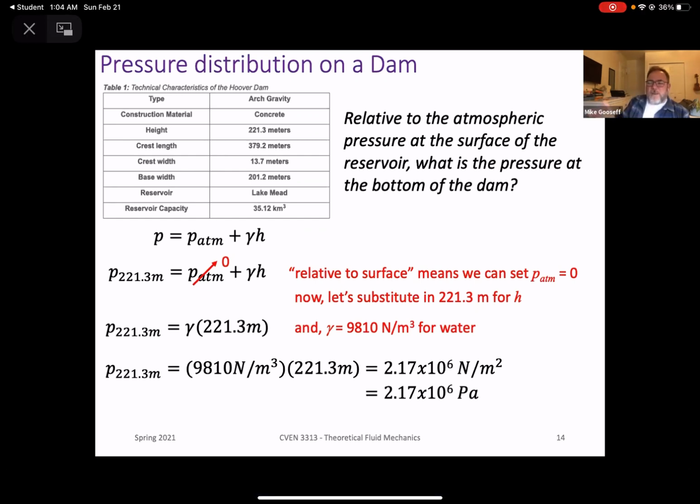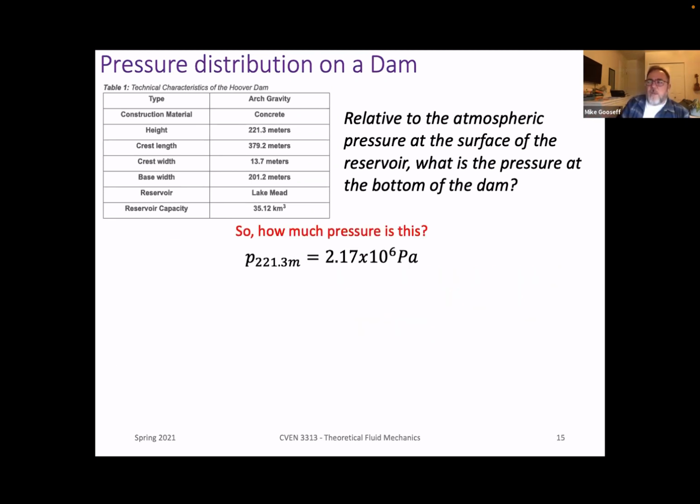So this seems like a big number, but it's hard for me to wrap my head around. So let's think about some ways that we can make this a little more useful. How much pressure is this? How much is 2.17 times 10 to the 6 pascals? Well, earlier I told you, just as an aside, that atmospheric pressure at sea level is 1.01 times 10 to the 6 pascals. And so 2.17 times 10 to the 6 is a little more than twice that, right?